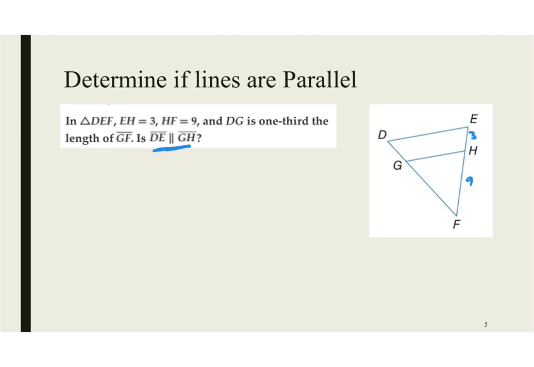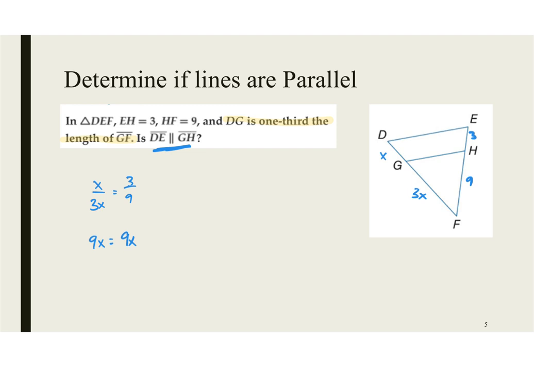We know that DG is 1/3 the length of GF. Okay, fun. If DG is 1/3 the length of GF, now what this means is if this piece right here, DG, is X, then this piece over here is 3X. So when we set this problem up, we will have X over 3X is equal to 3/9. Then we cross multiply and we have 9X is equal to 9X.